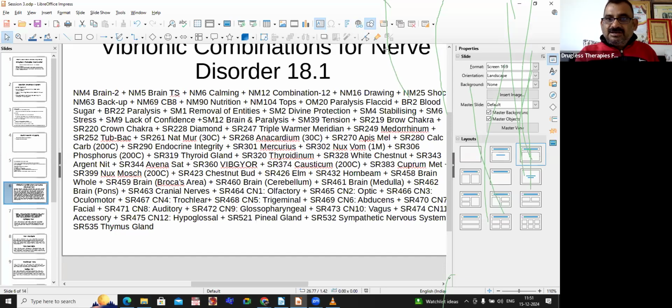So I already discussed OM20 and OM21. OM20 is all about all the brain parts, and the blood. See, that's very important. How we cover the particular disease is that BR means balanced remedies, blood. If blood is not supplying to the brain, what happens? It will result in blood disorder. So we have to cover it this way. And paralysis balance, see, they have covered even SM1, that is removal of entity.